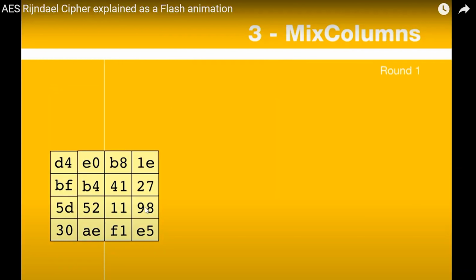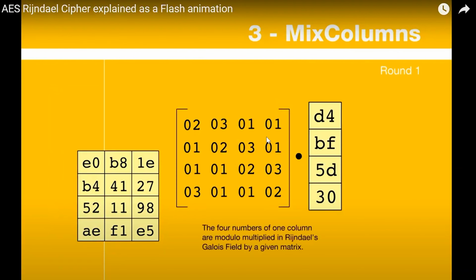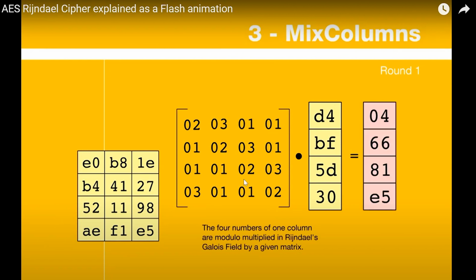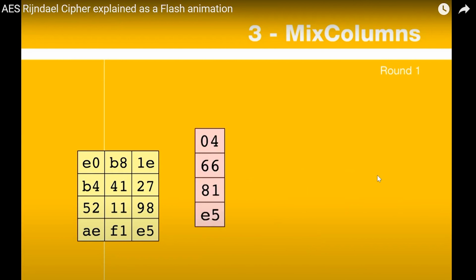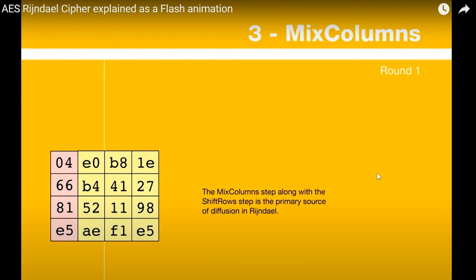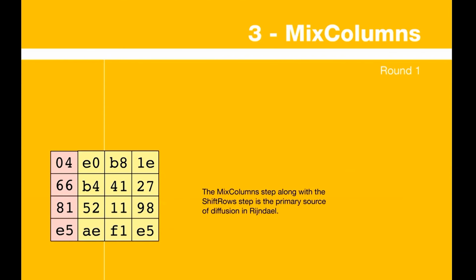So the mixed column, remember that we have to multiply every column by a fixed polynomial, a matrix of polynomials, and then we will compute the B over here. So we would do the same thing with all other columns, and then we are done with the mixed column.